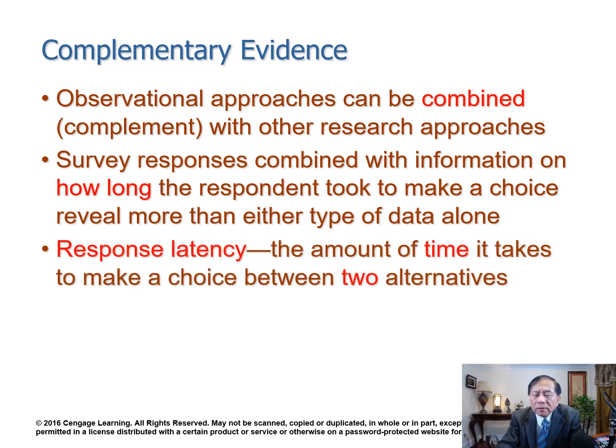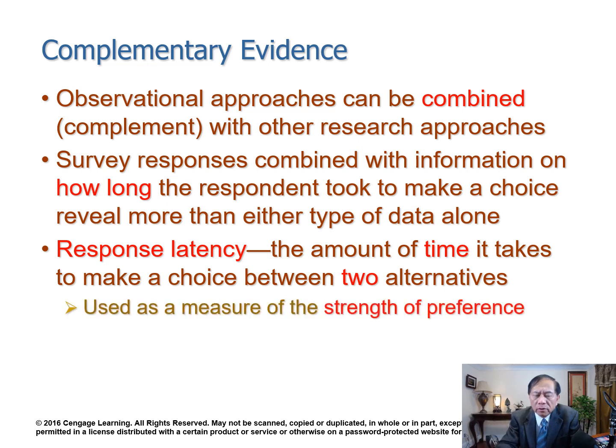Response latency. There's a term called response latency. That's the amount of time it takes to make a choice between two alternatives. Response latency: how fast or how slow they can choose between the two alternatives, right? We can use that as a measure of the strength of preference. If you really like something, you really prefer something, it takes no time to decide to pick it. If your preference is not that strong, it may take you a lot more time to make a decision to pick it up. Okay?